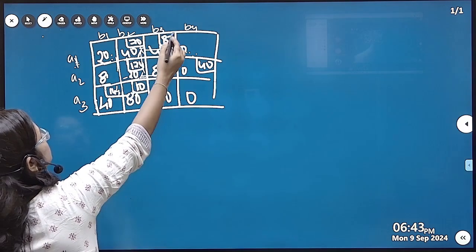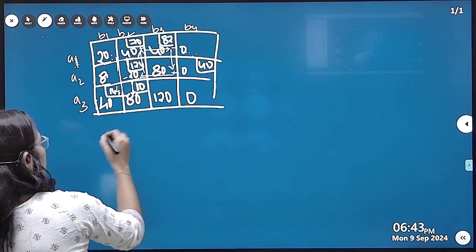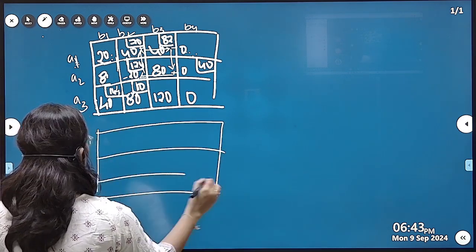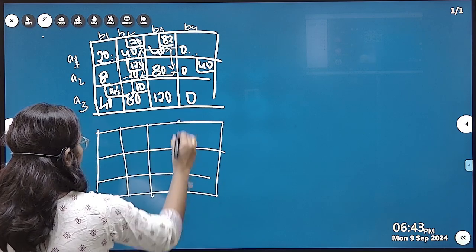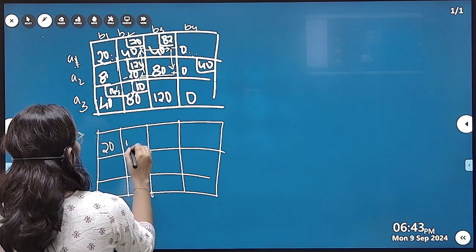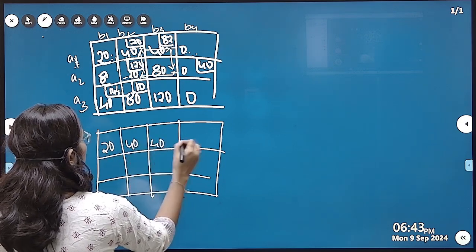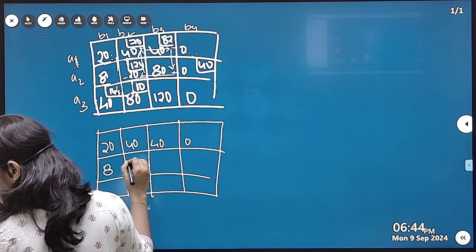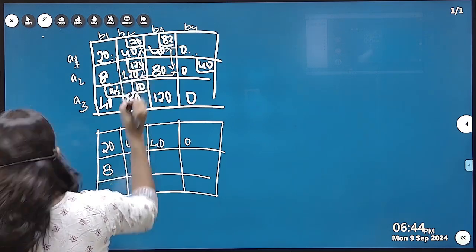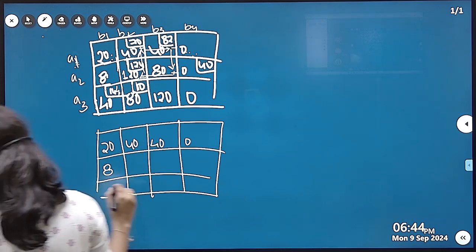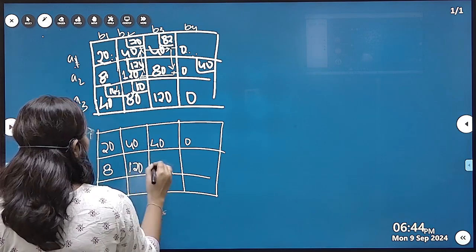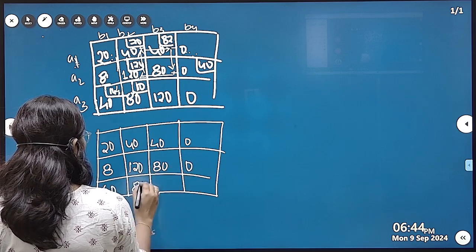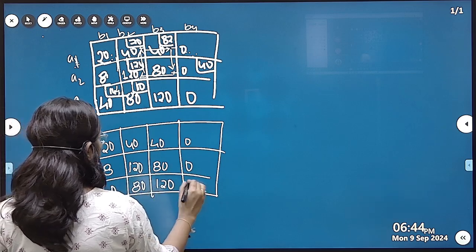So if not, do like this. How much is it? So we need to make another matrix. So 20, 40, 40, 0, 8, what is this? 20, 120 or 20? 120. So this is 120 and 80 and 0 and 40. So 80, so 120 and 0.